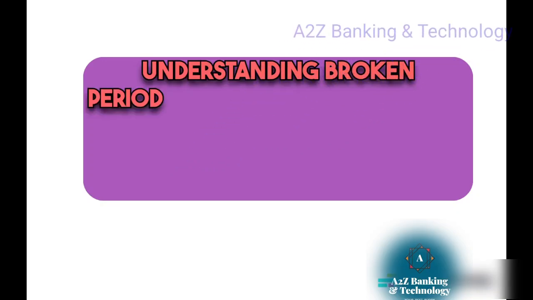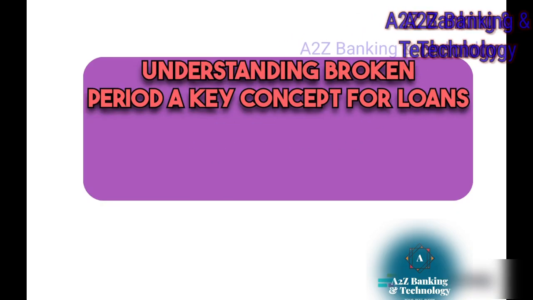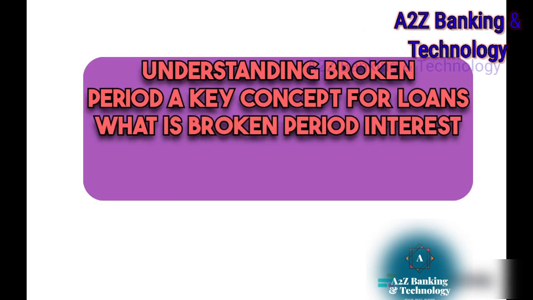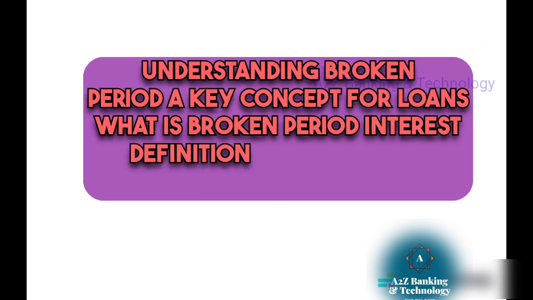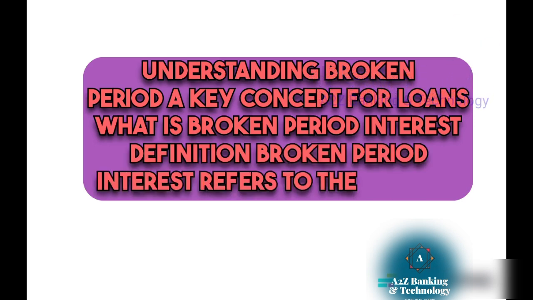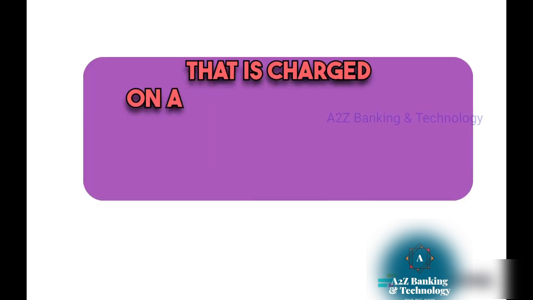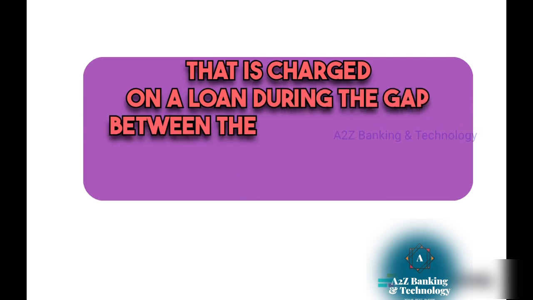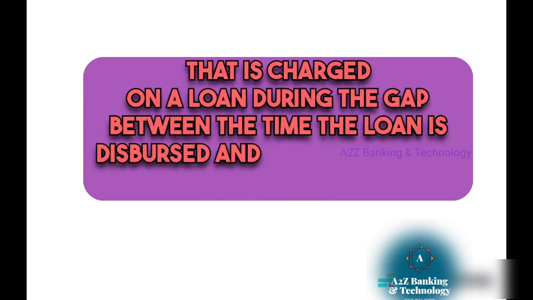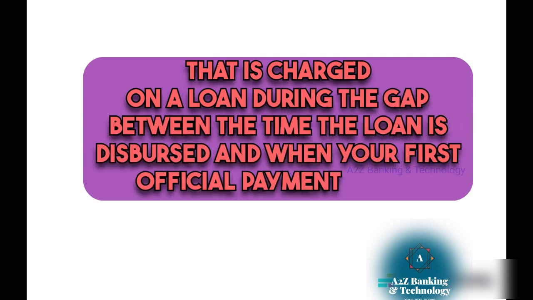Understanding broken period interest, a key concept for loans. What is broken period interest? Definition: Broken period interest refers to the interest that is charged on a loan during the gap between the time the loan is disbursed and when your first official payment, EMI, is due.